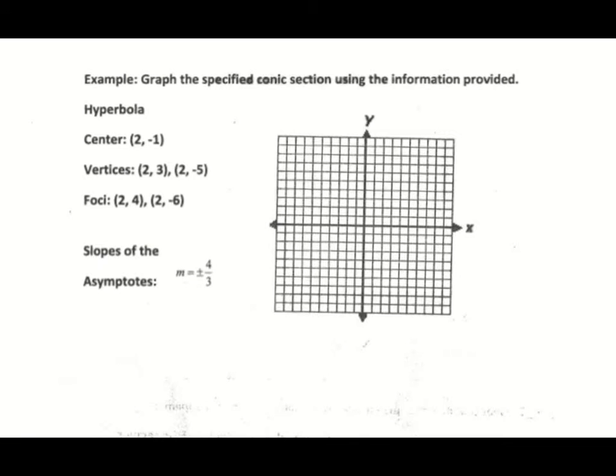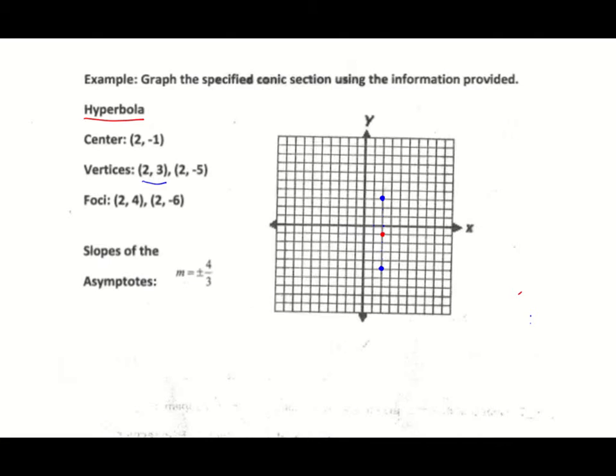Okay, my last example is a hyperbola. I'll be drawing a hyperbola. So the first thing I need to graph is my center. It tells me to go to the point (2, -1), right here. I also know my vertices are (2, 3). So if I count over 1, 2, up 1, 2, 3, and (2, -5). 2 to the right, down 1, 2, 3, 4, 5.